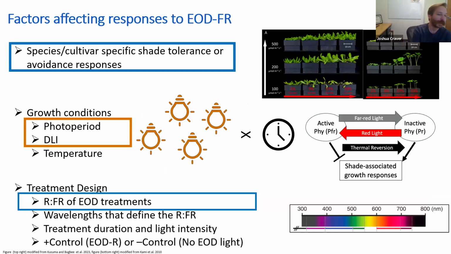The next thing I'm going to talk about is the photoperiod and DLI and how those affect responses to end of day far red radiation. As an overview, in a lot of basic research with end of day far red as the experimental treatment, the plants are grown under really low DLIs.